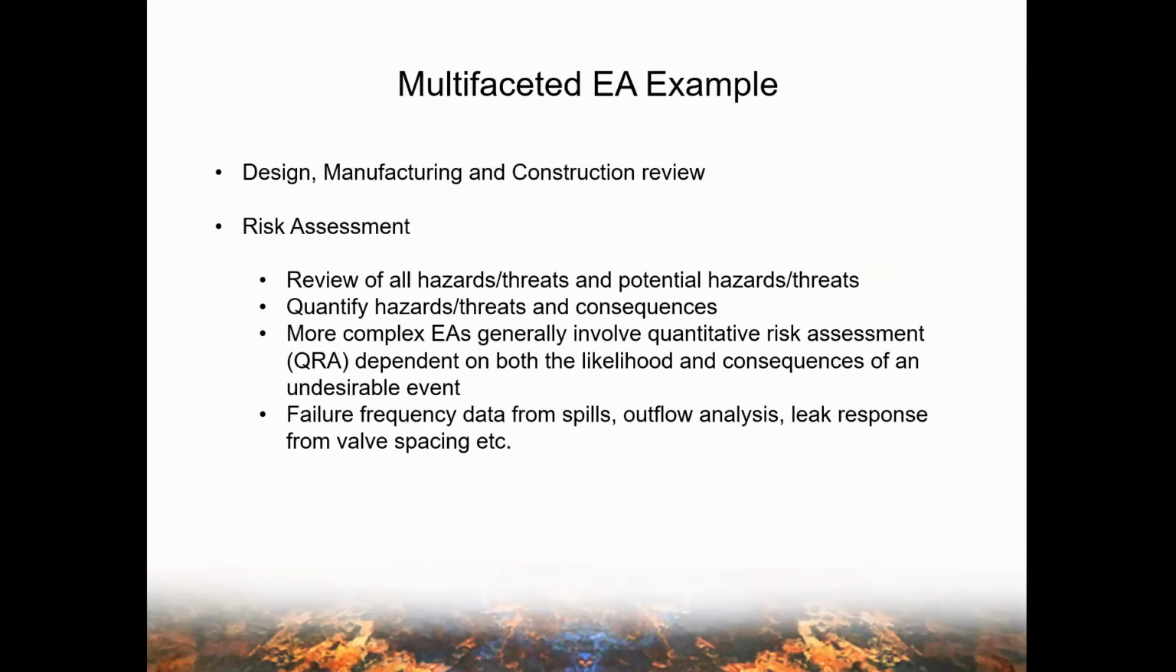So an example of a multifaceted EA would be, as I mentioned, something like a class location change or a change in operating pressure. And I think it's important for me to note that a multifaceted EA certainly implies that you may want to go back and look at some of your design, manufacturing, and construction principles that were used within the pipeline or the asset. And I would suggest that it also says that you have to review a lot of your existing hazards and threats and what could be your potential hazards and threats, and definitely quantify those and calculate consequences.